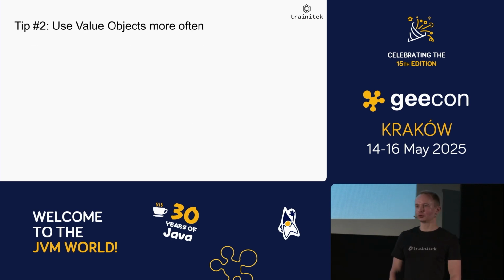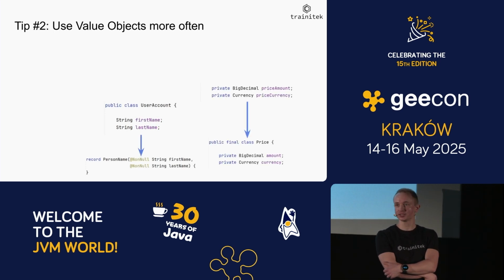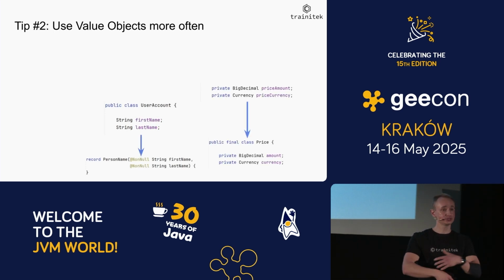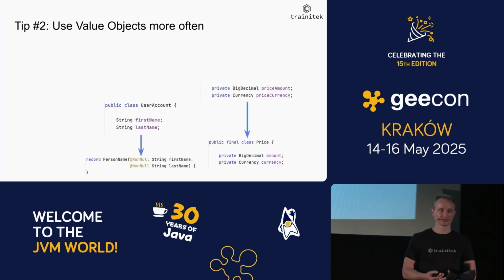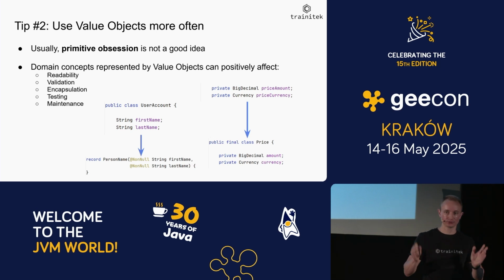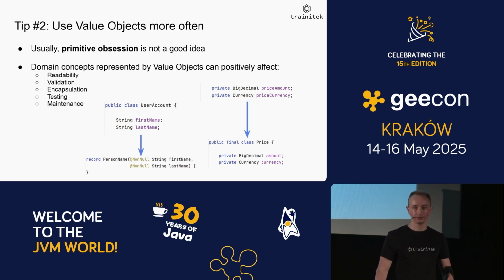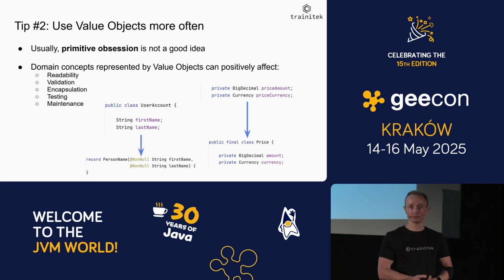Use value objects more often. For example, instead of having a first name and last name inside your class, create a simple value object like a person name. Instead of having a price amount and price currency, create a simple value object, price. Why is this so? There is a term called primitive obsession, when people use primitives everywhere. If you start using more and more value objects, then you can achieve some positive effects.